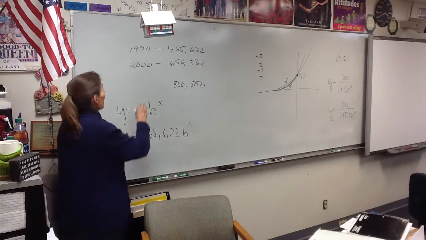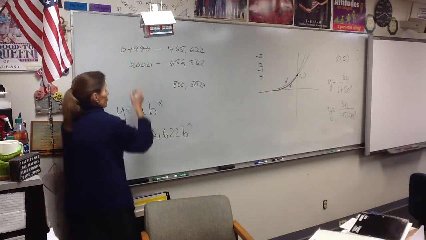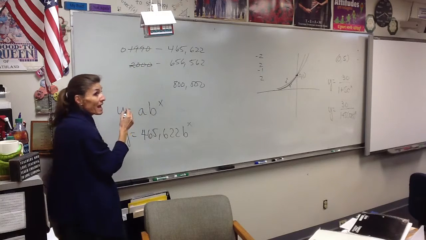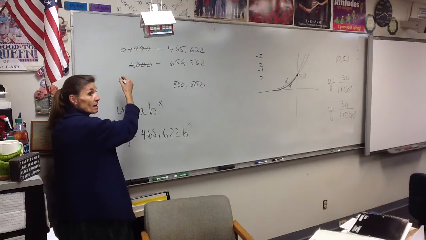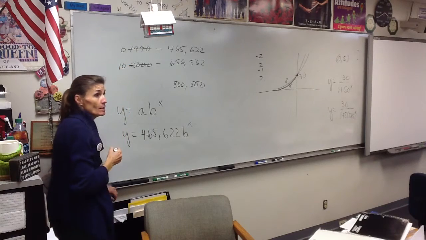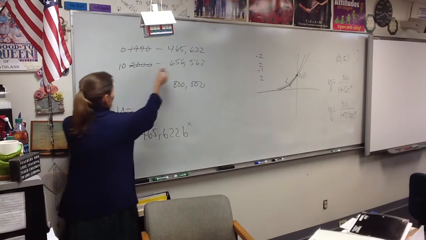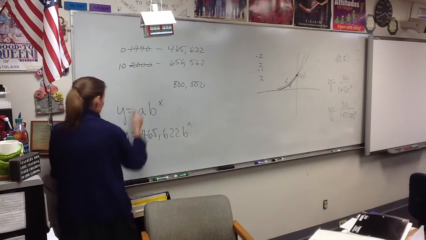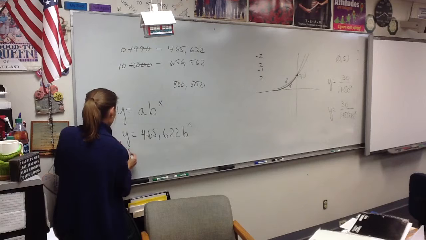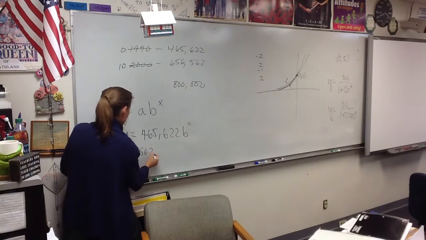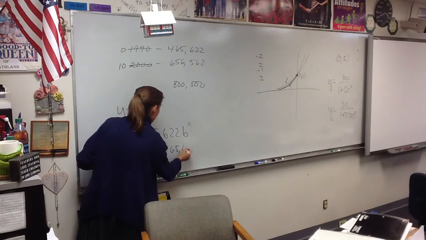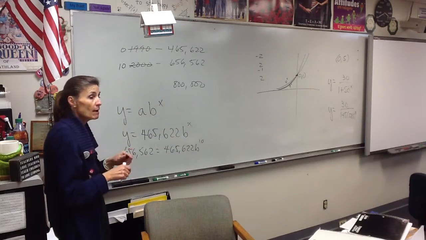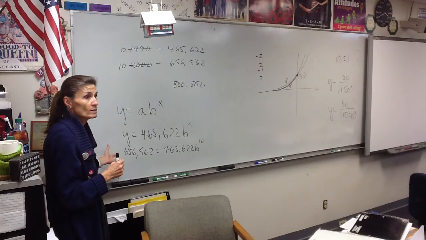Now be careful. I made this 0. I made that the initial point, which means this isn't going to be 2,000 anymore. This is going to have to become 10. So now I have another point. Would you agree? So I have another point I'm going to plug in here. So 656,562 equals 465,622 b to the 10th. Now it's messy as heck, but word problems always are.